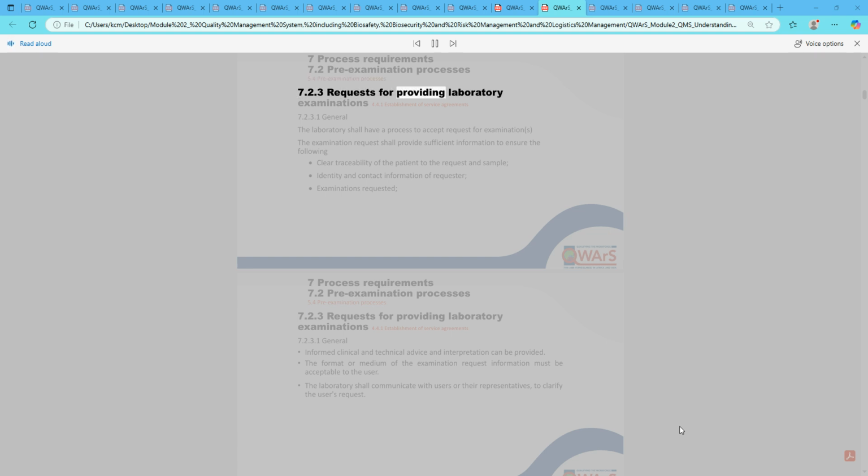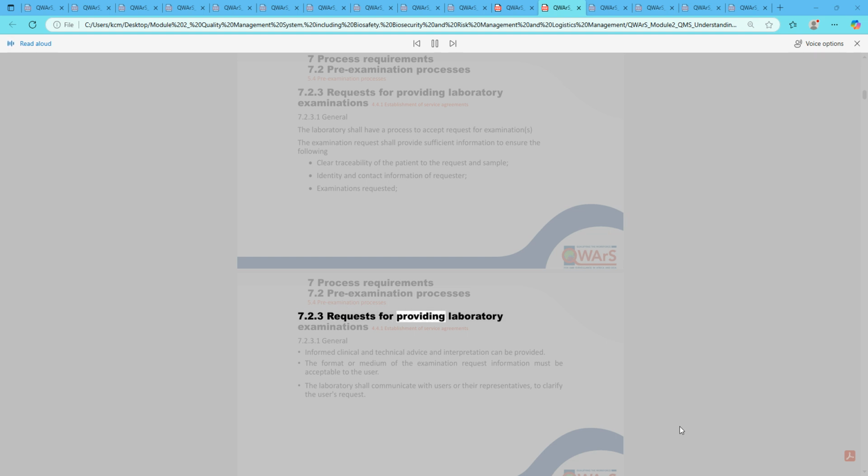7 Process Requirements, 7.2 Pre-examination Processes, 5.4 Pre-examination Processes. 7.2.3 Requests for providing laboratory examinations, 4.4.1 Establishment of service agreements. 7.2.3.1 General. The laboratory shall have a process to accept requests for examinations. The examination request shall provide sufficient information to ensure the following: clear traceability of the patient to the request and sample, identity and contact information of the requester, and the examinations requested.